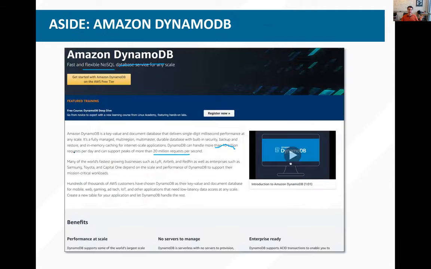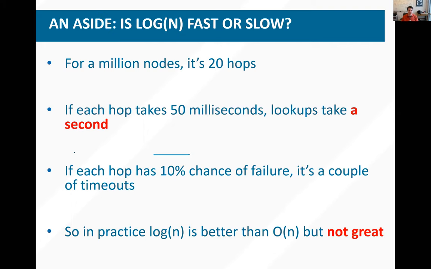If we're in that Amazon DynamoDB example, it's probably not fine to wait a second, because typically results have to come back in just a couple milliseconds to meet service level agreements for whatever that service is going to be. Now, if we have, say, 1,000 servers, suddenly you're down to approximately 10 hops. And in a data center environment, we don't have 50 millisecond RPC calls. We might have 50 microsecond RPC calls. So now we're down into that millisecond regime.